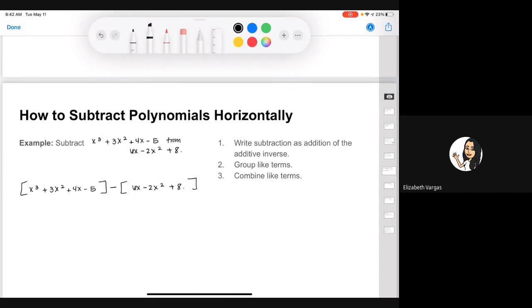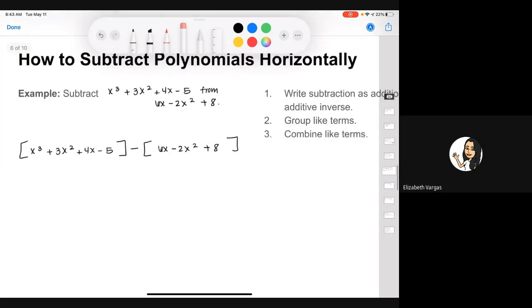Okay. So there is me subtracting both of those two expressions from each other. Now, the easiest way to go ahead and subtract is to write the subtraction as an addition of the additive inverse. What that basically means is the easiest way to subtract these two things is to write the expressions where you're adding them, but you're adding the additive inverse.